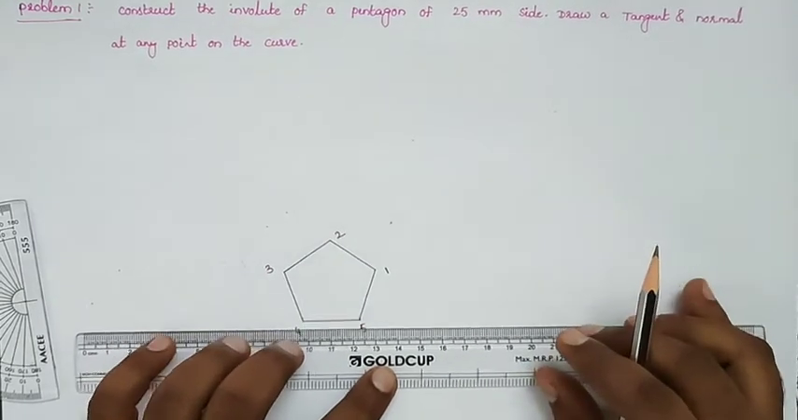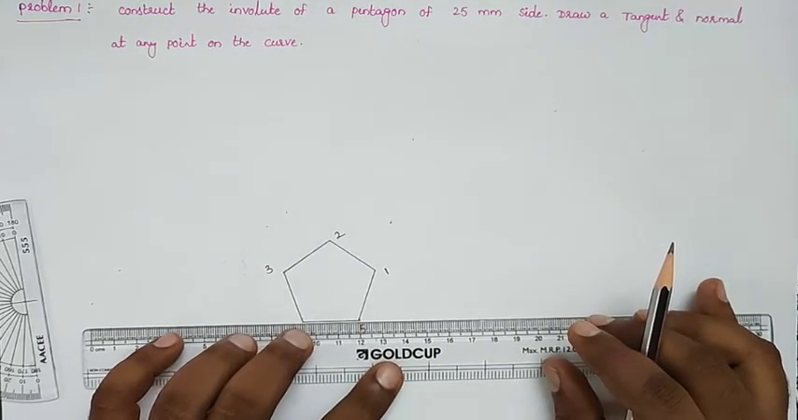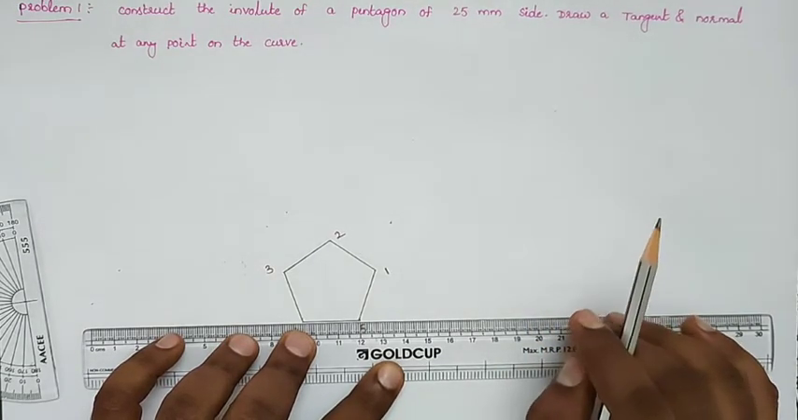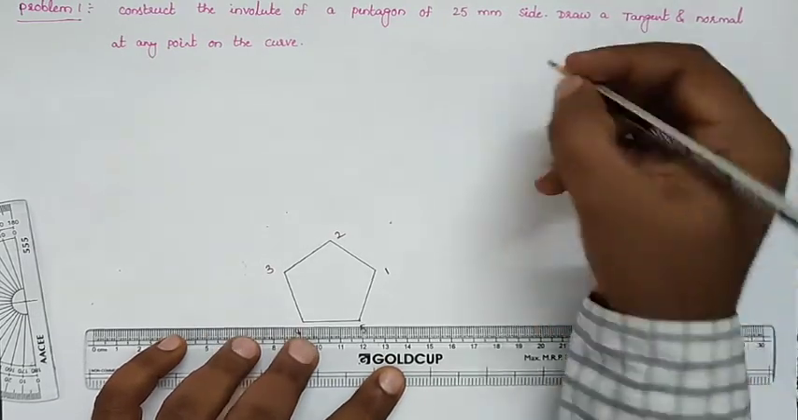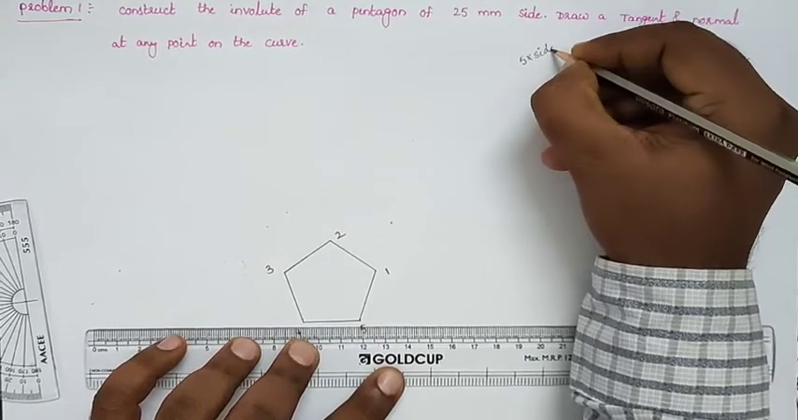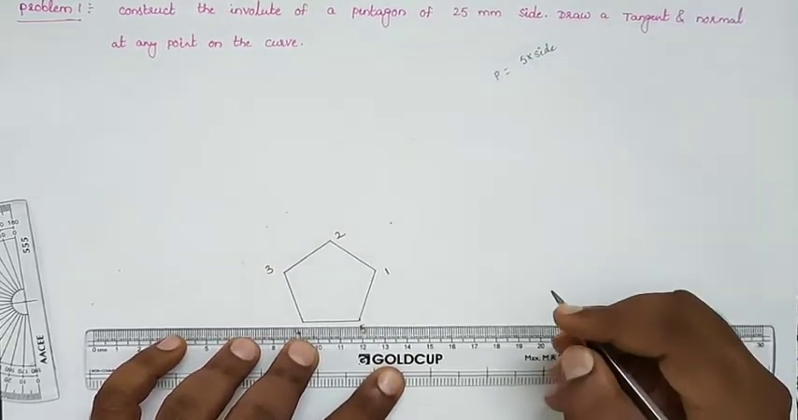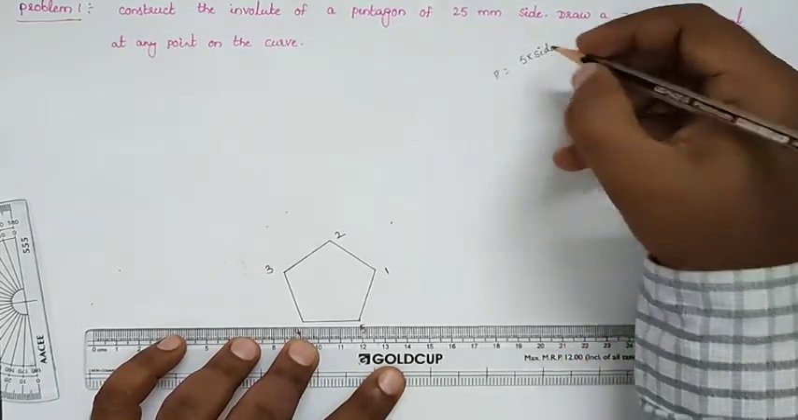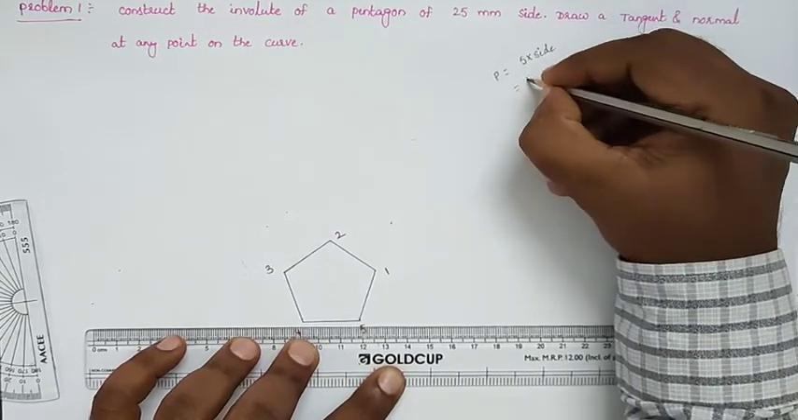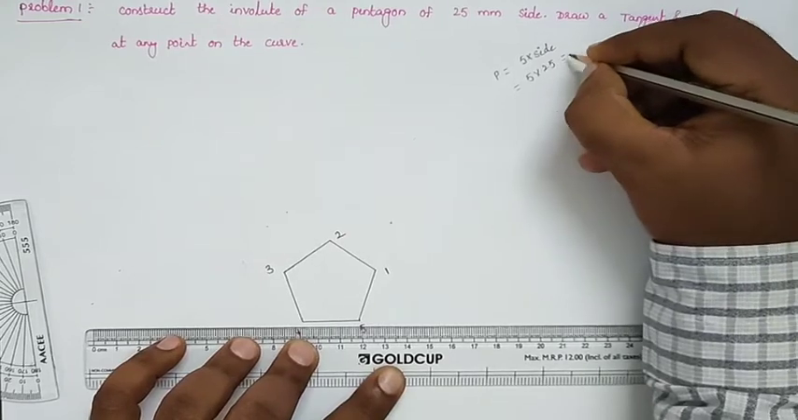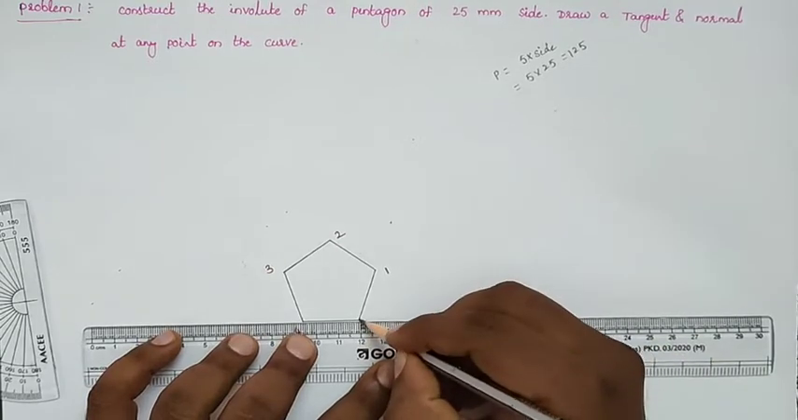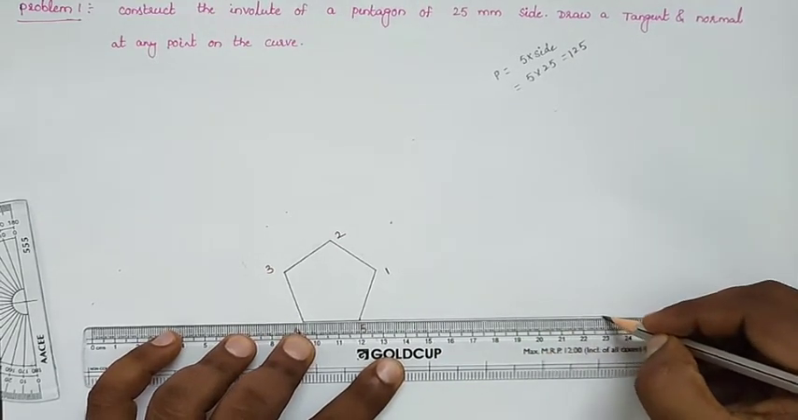The length of the string we can take as the perimeter of the pentagon. The perimeter P is nothing but n into the side of the required polygon, where n is the number of sides. So 5 into 25, we get the perimeter of the pentagon as 125 mm. So with the 125 mm length, we will draw the length of the string.